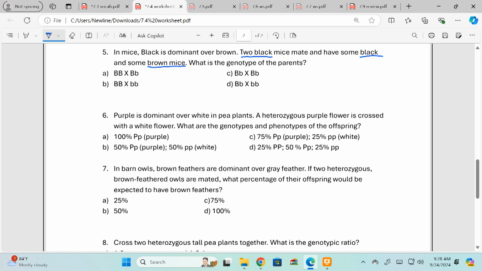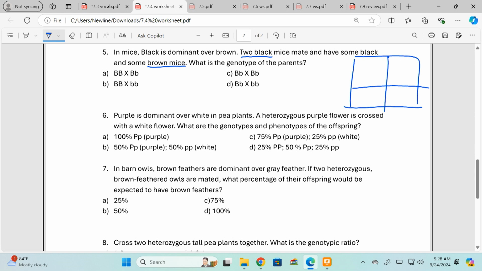So here's how I would tackle this problem. I'm going to go ahead and set up my Punnett square like I normally would, and I'm going to use the information that is available to me. I'm going to draw this a little bit bigger so you can see what I'm doing. Okay, big Punnett square here.